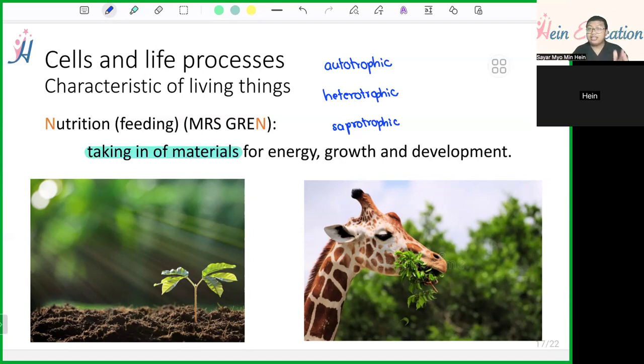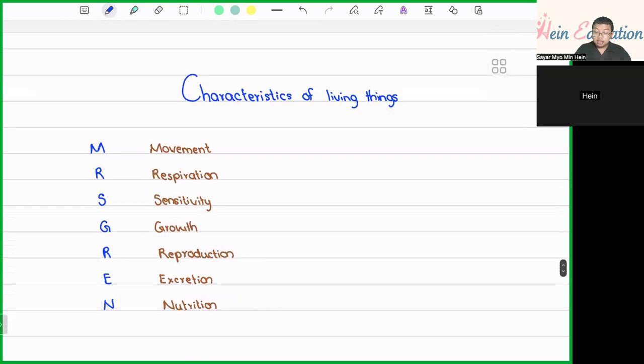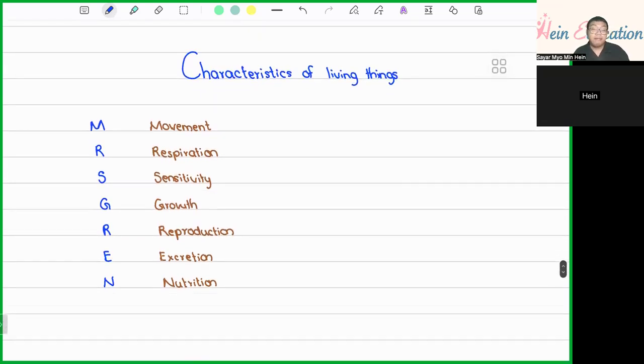A living thing must have all seven characteristics. We cannot consider a thing that only has six, five, or four of these characteristics. So remember that when we want to consider a thing living, it must have all seven characteristics of living things. In summary, you can make it easier with the acronym MRS GREN. M is for movement, R is for respiration, S for sensitivity, G for growth, R for reproduction, E for excretion, and N for nutrition.